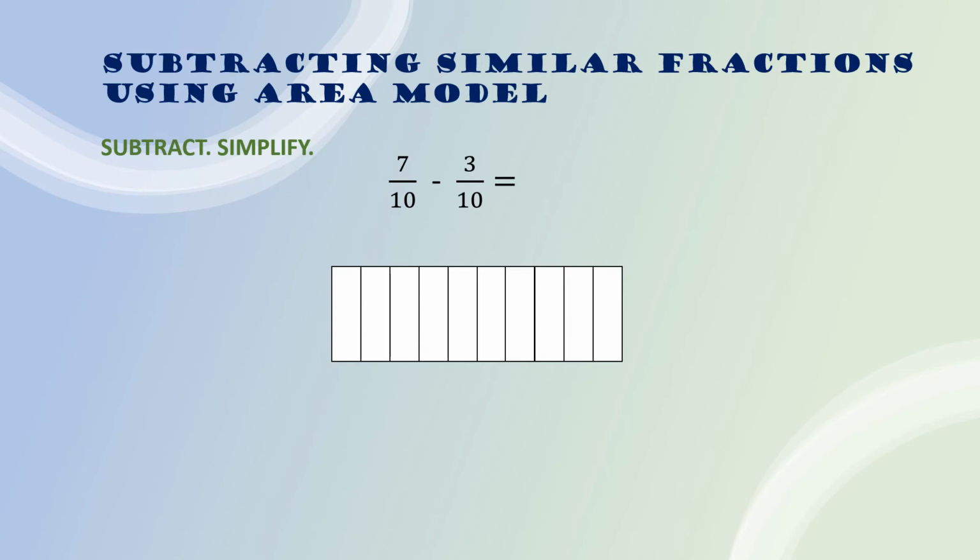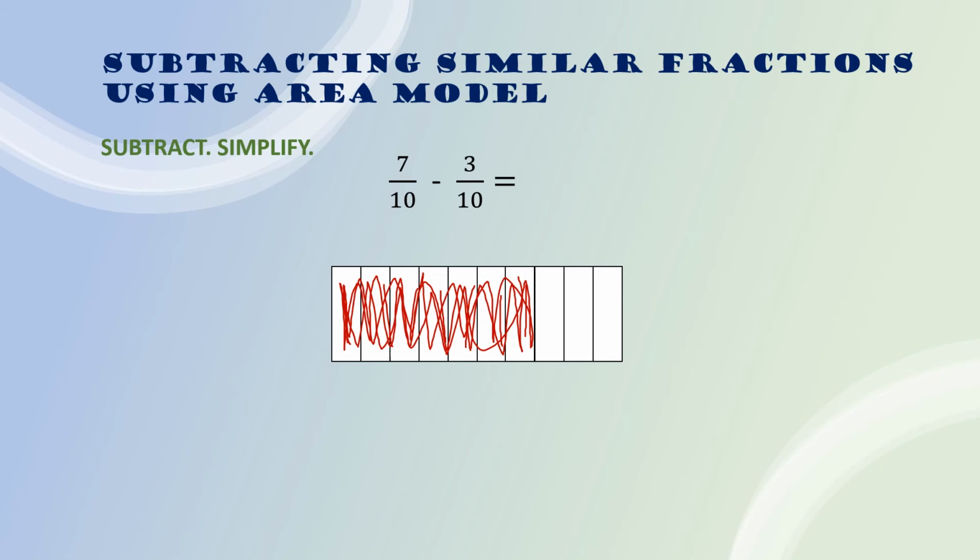We'll use the same concept or the same steps when subtracting similar fractions. So in here we have 7/10 minus 3/10. Again, this is divided into 10 equal parts. So let's take 7/10. This is 1, 2, 3, 4, 5, 6, 7. So this is 7/10 or 7 out of the 10.